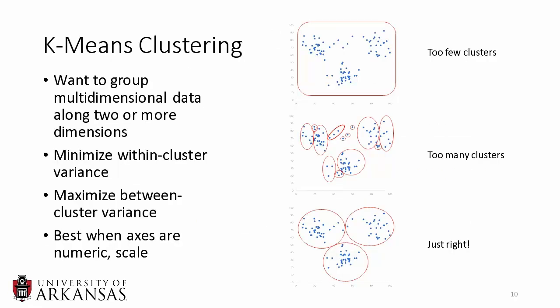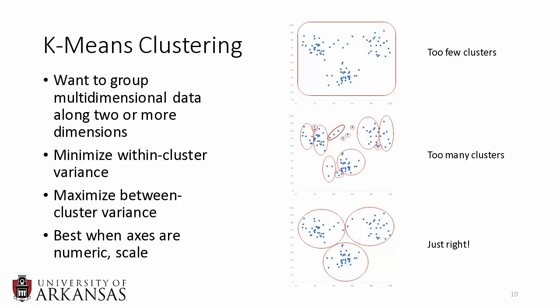Another descriptive method is called k-means clustering. And k is just a stand-in for some integer. So you could do 2 means, 3 means, 4 means, 5 means, whatever. This is what you use when you want to group multidimensional data along 2 or more dimensions.